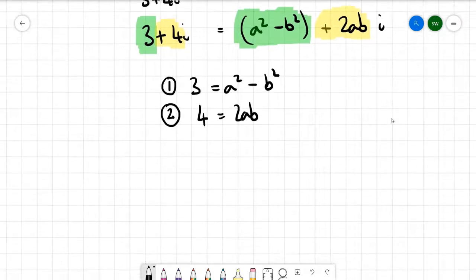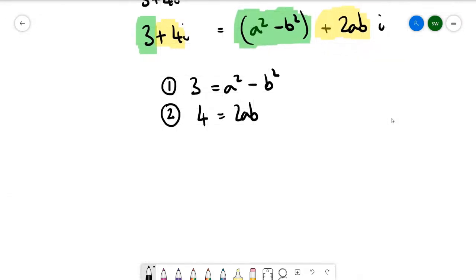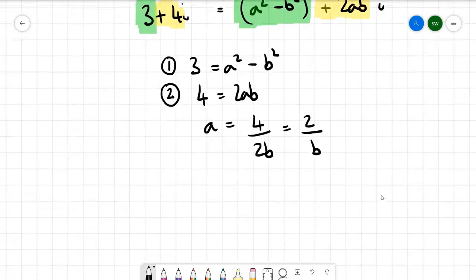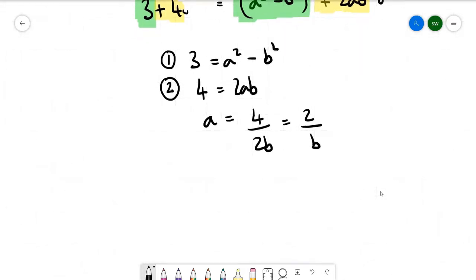And then all that's left to do is try and solve these equations here. So we know that we can solve these by substitution. If we look at equation 2, I'm going to rearrange it to get a is equal to 4 over 2b, or 2 over b. And I'm going to substitute that into equation 1. So I know that 3 is equal to 2 over b squared, just using this equation here, and then minus b squared.